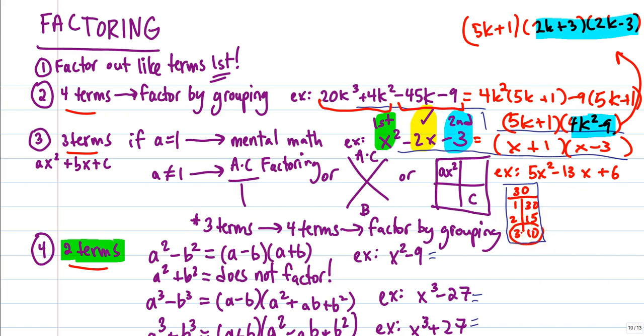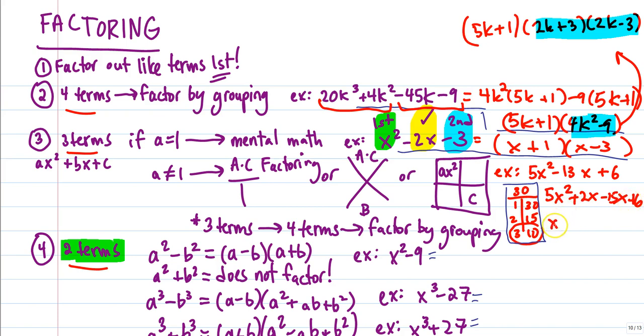2 and 15 might work too, but the issue here is what? If I do 15 minus 2, if I do 3 and 10, I am not sure what the issue is. Let's try the 2 and the 15 first. So 5x squared, if I did minus 2, no, plus 2, minus 15, plus 6. I'm actually just curious what would happen here.